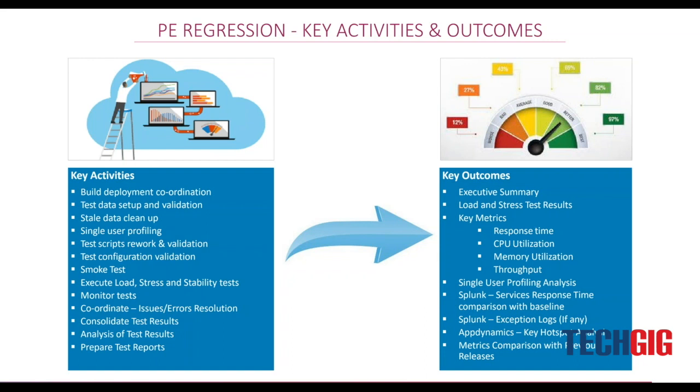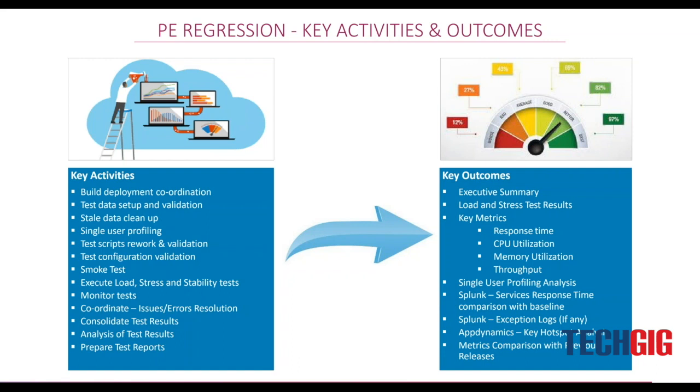Once your testing is completed, then analyze it. Analysis is the key part. You need to identify the transactions which are breaching the SLA. How do you analyze? It is a regression, right? So you need to compare the test results with the previous run. Is there any transaction which is high compared to the previous run? That you need to find out.